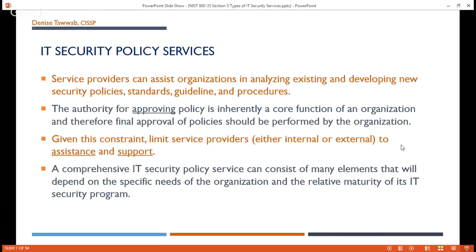All right, given this constraint, you need to limit your service providers, whether they're internal or external, to assistance and support, not decision-making. A comprehensive IT security policy service can consist of many elements, and that's going to depend on the specific needs of your organization and the relative maturity of your IT security program. If you have an IT security program already in place, then the services that you're going to get are going to be very different than if you're starting from scratch.